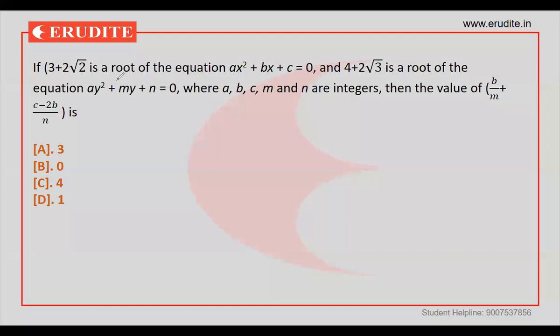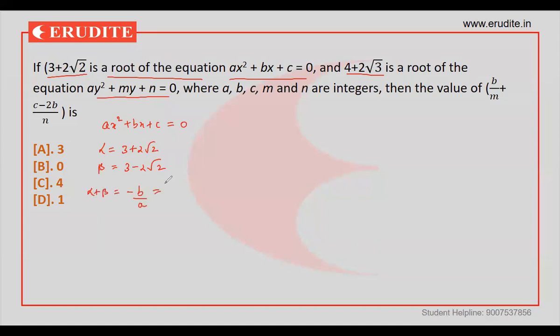What are they saying in this question? If 3 plus 2 root 2 is a root of one quadratic equation, and 4 plus 2 root 3 is a root of the other quadratic equation, then we have to find the value of b by m plus c minus 2b by n. The given equation is ax square plus bx plus c equal to 0. If one of the roots is 3 plus 2 root 2, then the next root will be its conjugate, and the sum of roots is minus b by a.